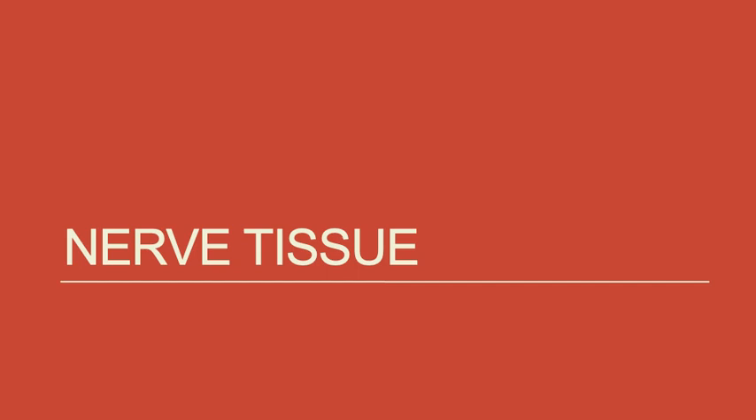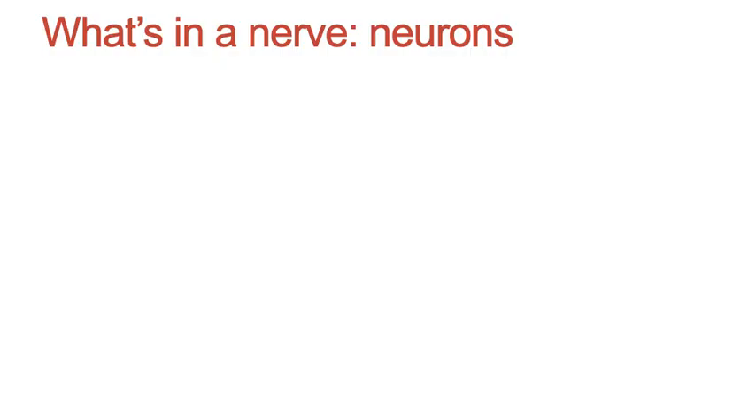So let's start talking about nerve tissue. I want to start our discussion with the nervous system building blocks by starting small with the cells, and then we're going to build up to nerves and then ultimately look at how those nerves interact with each other, but in a very introductory way.